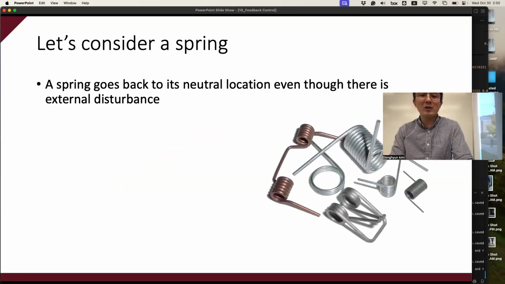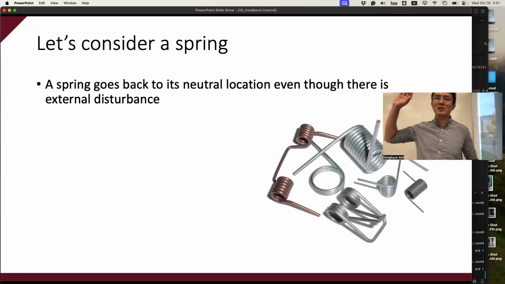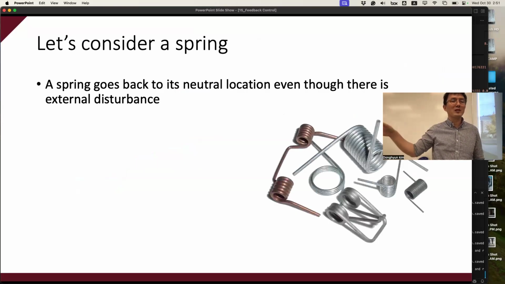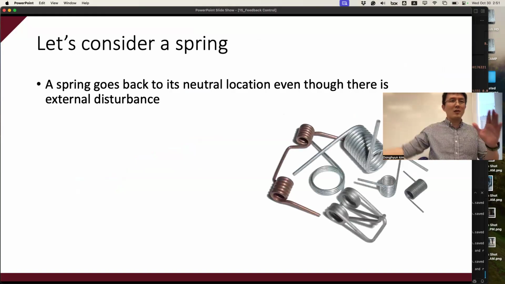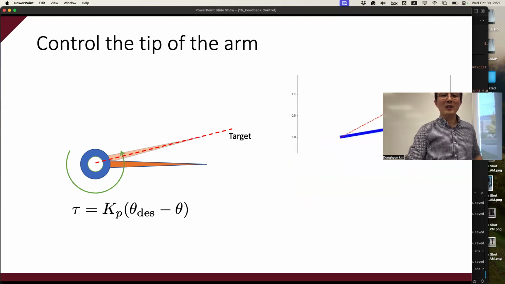One obvious thing is that we can make a kind of virtual spring. Imagine that there is a torsional spring engaged in the revolute joint, and the neutral location is pointing to the target angle, then it's going to go back to that position, right? Okay, that's one way. That's pretty much a proportional gain. So if you write down the equation for the control input, it's going to be something like this.